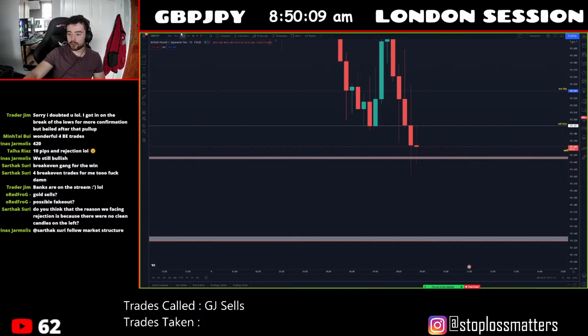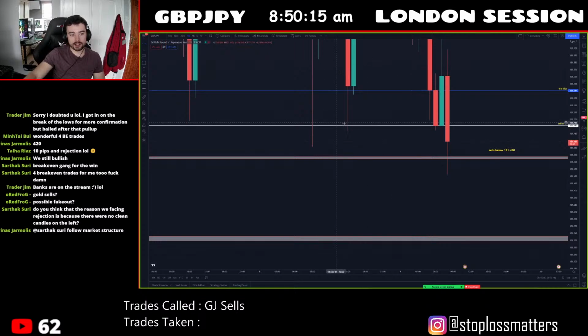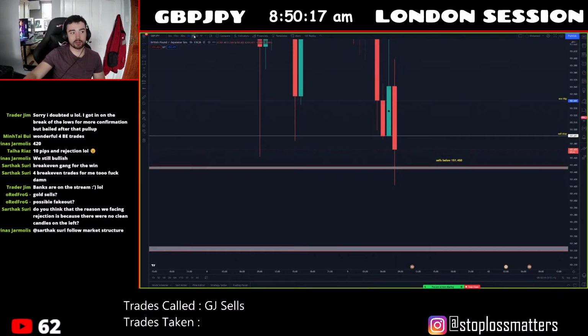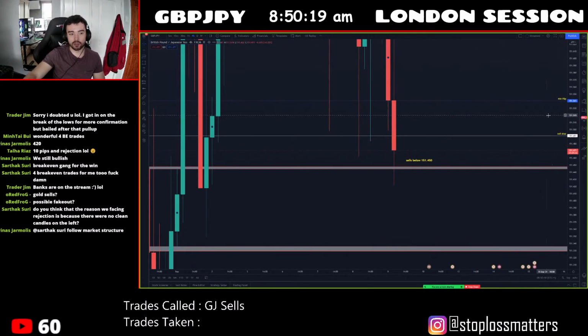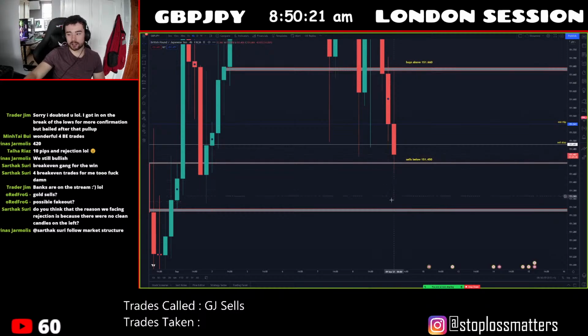Do you think the reason we're facing rejections is because there were no clean candles to the left? Yeah, it's a lot harder. I like the volume and the push to exceed these wicks, but the reason it's stopping is what I said before: the 4 hour is really struggling. But I do still think we're going to continue down over here. It's just this zone is a bit of a pain. You can just feel it.